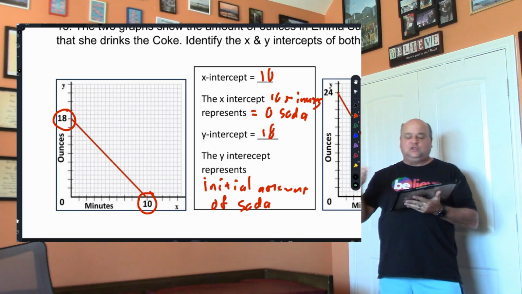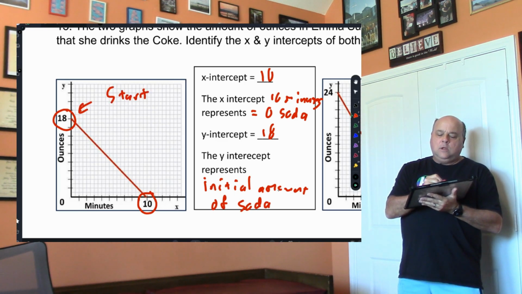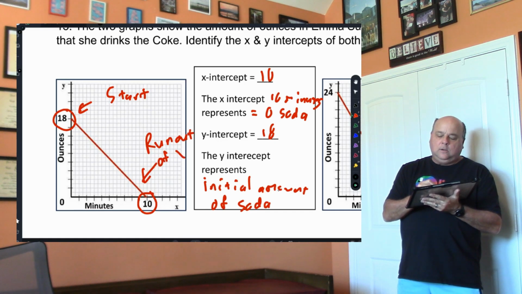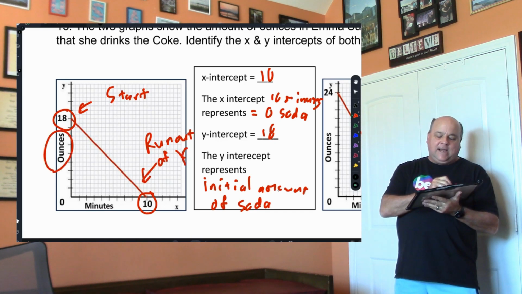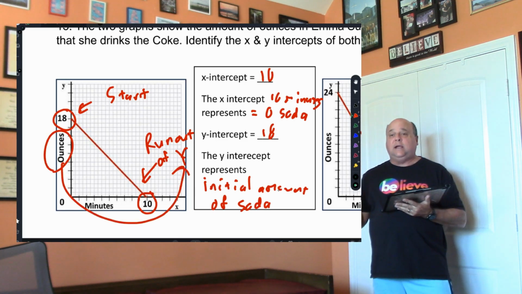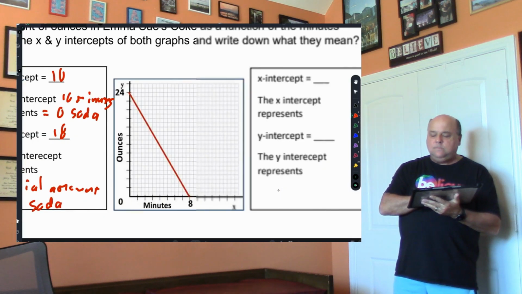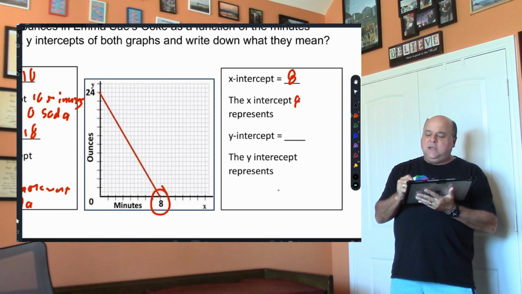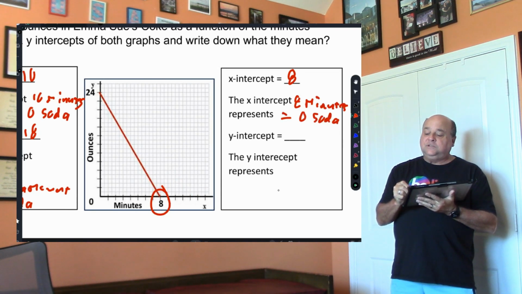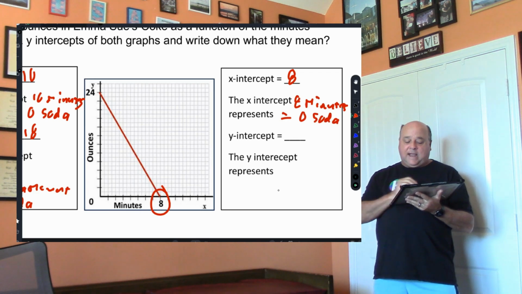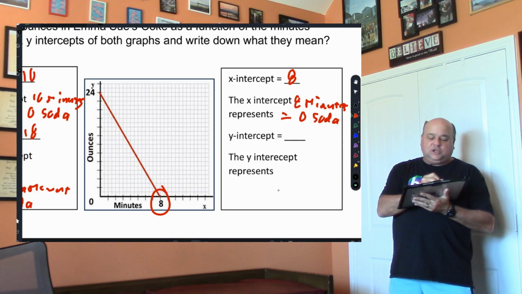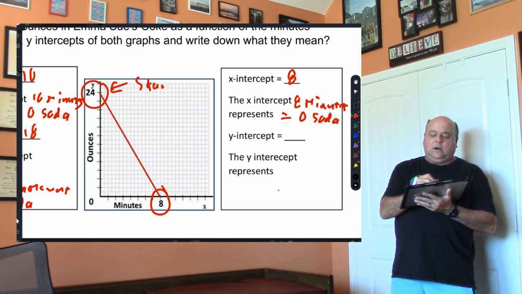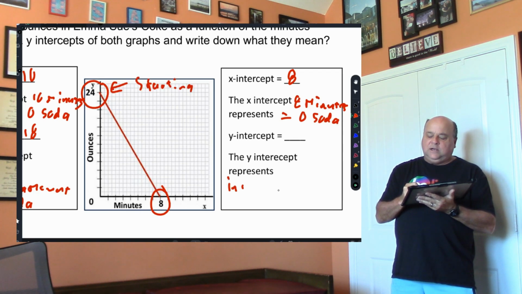So the y-intercept is what you start with. The x-intercept is when you run out of whatever y is. So on this one right here, our y is ounces. When you run out of ounces is your x-intercept. Okay? Go to the next one. The x-intercept is 8. So on this one, the x-intercept is 8. 8 minutes equals 0 soda, right? Or 0 ounces. She drinks all of the soda after 8 minutes. And how much do we start with? This is our starting amount, right? On the test, it will be the initial amount of soda.